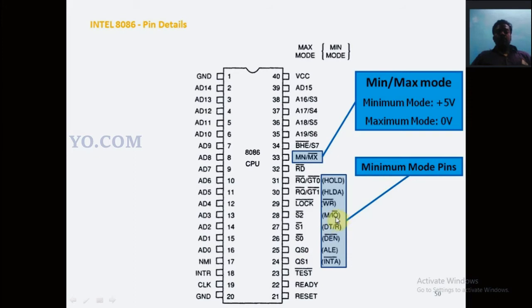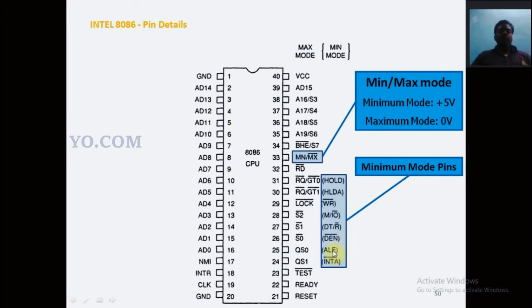So M bar IO bar. If it is 1, it accesses memory. If it is 0, it accesses IO. Similarly, DT bar R bar. DT means transmitter, R means receiver. If it is 1, the signal is considered a transmitter. If it is 0, it considers this as a receiver. The next one is DEN, data enable. Data enable is enabled during read and write operations.